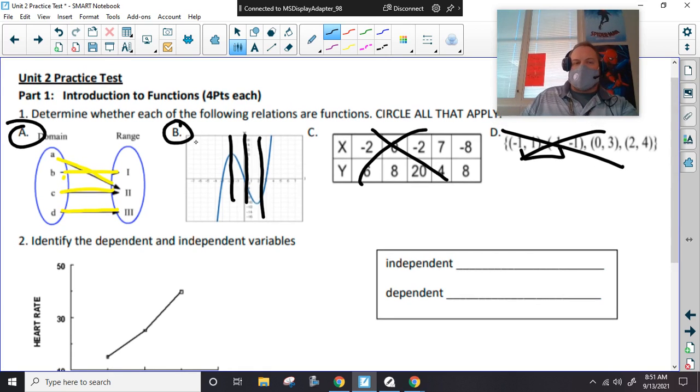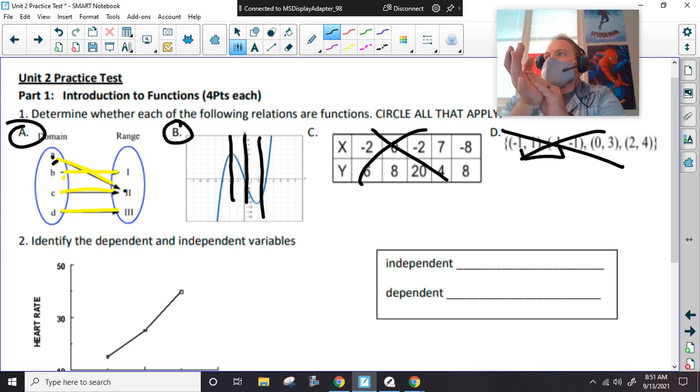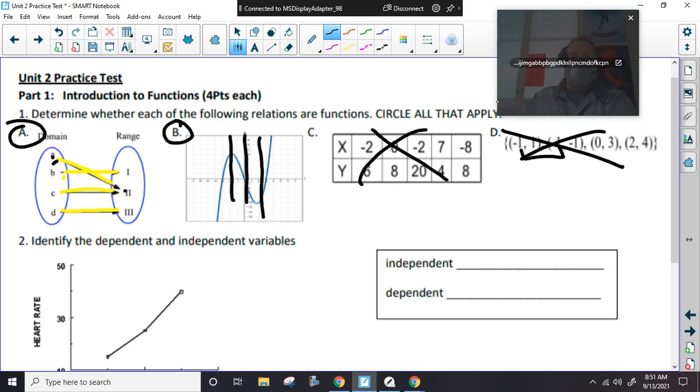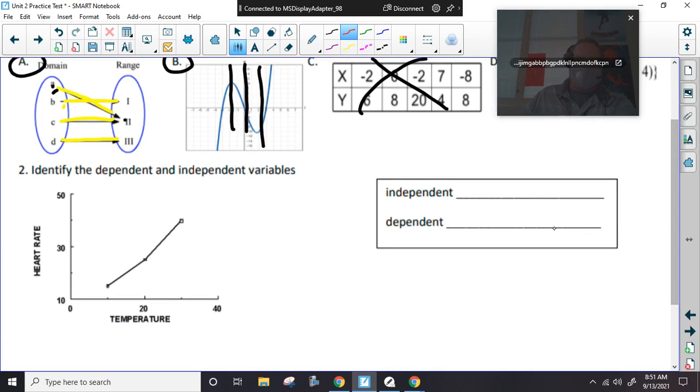All right. So basically, you get 4 points because there's going to be more than one. Yes. Why is A a function? Because our domain goes only from one of these to one of these, they don't repeat. Remember, it's okay for the y values to repeat because we have that with quadratics, but we don't need our x values to repeat. Okay.